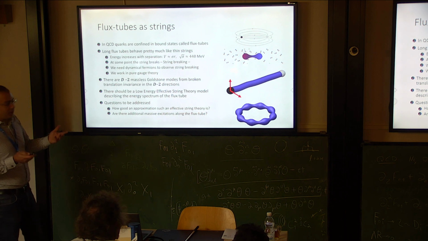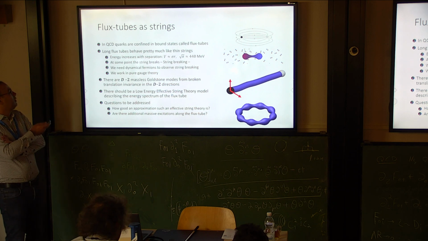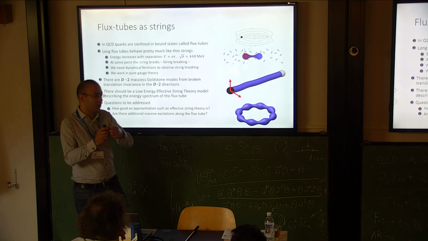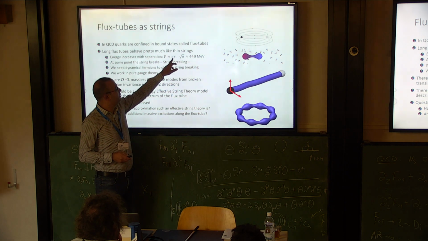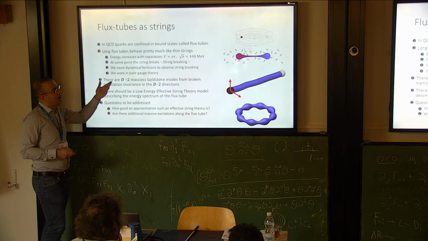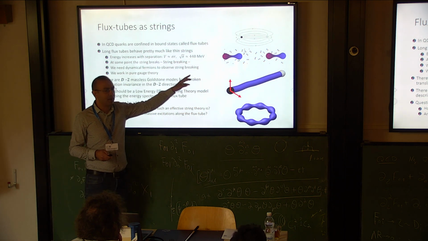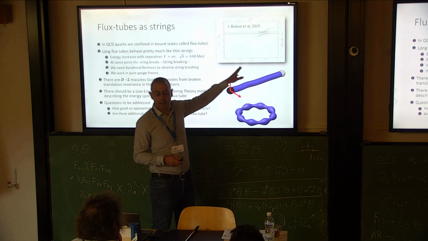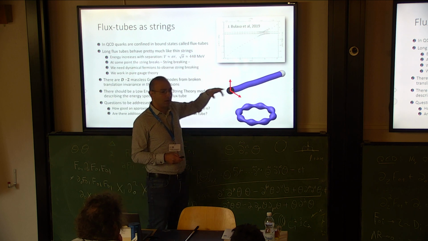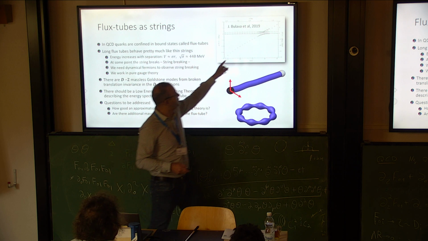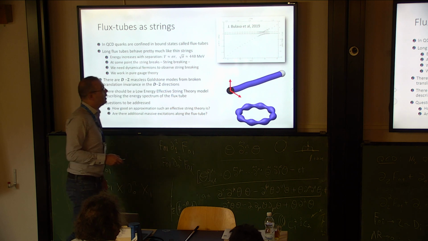Okay, so very briefly, we know that in QCD quarks are confined in bound states called flux tubes, and long flux tubes behave pretty much like thin strings. So if you pull apart the quark and the antiquark, the potential will rise linearly until at some point it breaks and we encounter string breaking, and this is actually something that we can also observe on the lattice. So this is a lattice calculation from 2019 with N_f equals 2+1 fermions, where we can observe the breaking of the string. Here you see two lines because we have two kinds of mesons.